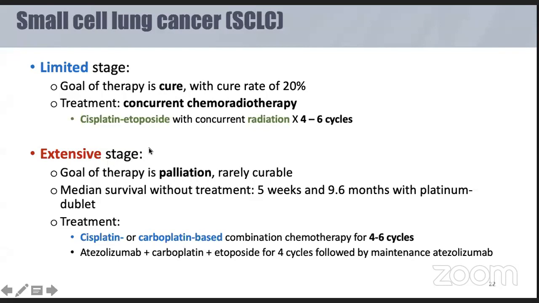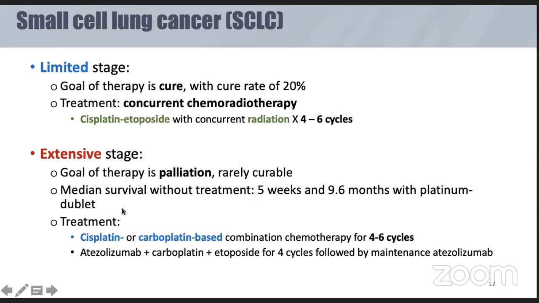For extensive stage, the goal of therapy is palliation. Unfortunately, for extensive stage, we cannot cure the patient. So we shifted our goal to palliation. The median survival without treatment is only 5 weeks. So if we have extensive stage small cell lung cancer and we are not giving any type of treatment like chemotherapy, for example, the patient will only live for 5 weeks. And this might extend to around 10 months with platinum doublet.